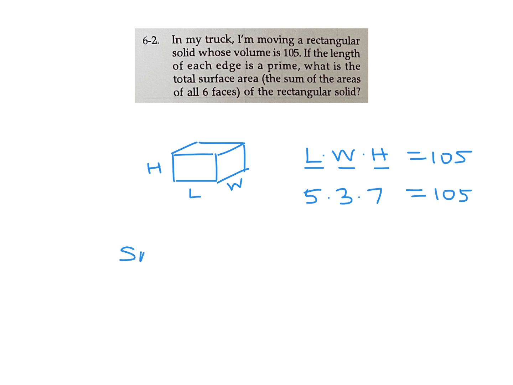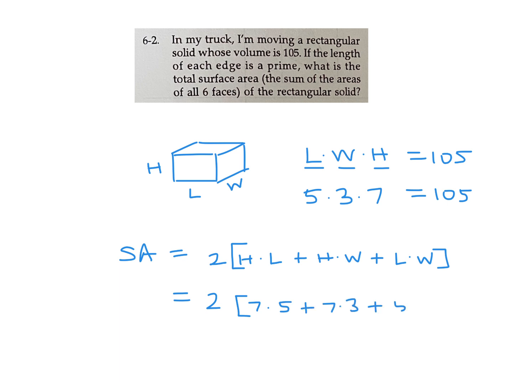Now the surface area, that would be 2 times, let's put this in brackets, the height times the length, plus the height times the width, plus the length times the width, right? And you can just fill in the numbers here. The height is 7, the length is 5. The height is 7, the width is 3. The length is 5, the width is 3. And then when you crunch out these numbers, you will get 2 times 35 plus 21 plus 15, and that is all going to be 142.